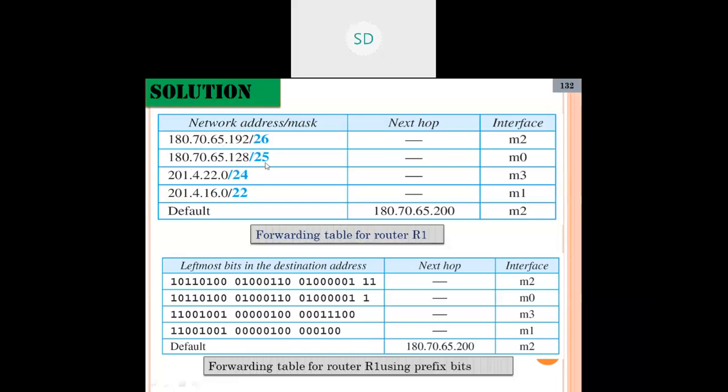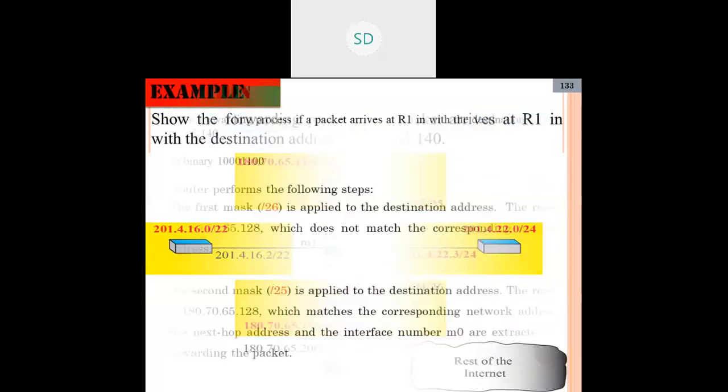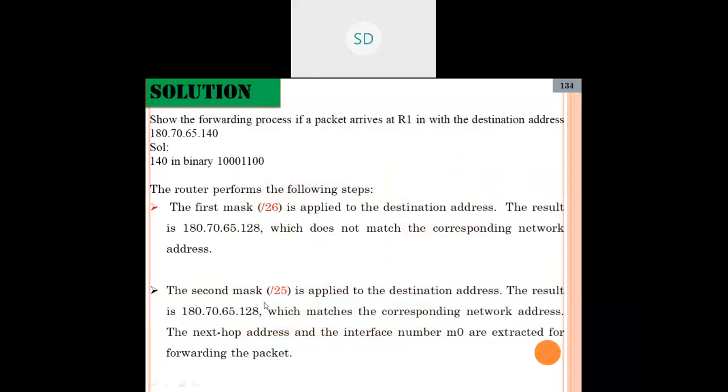That is the mask of 25, which will be selected. The second mask is selected, which is 25. Again, 32 minus 25.